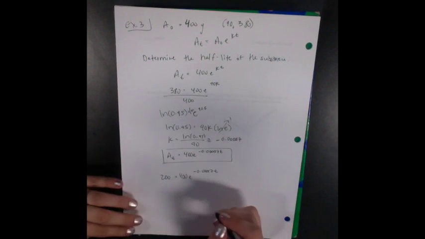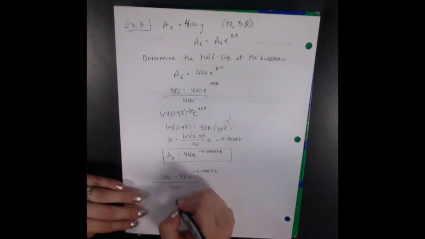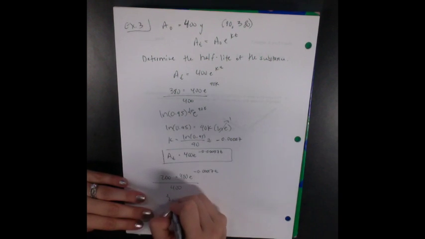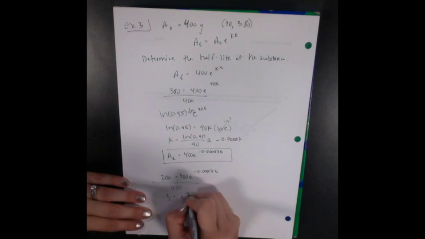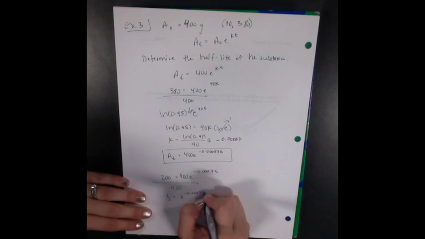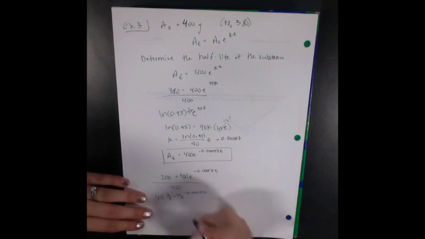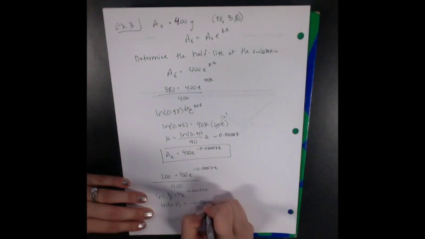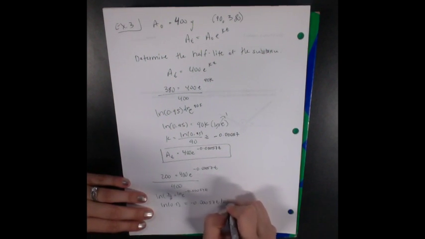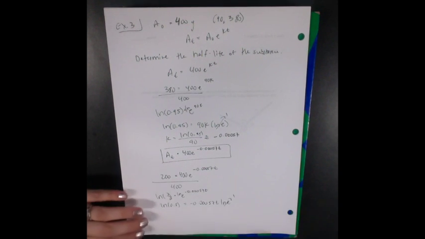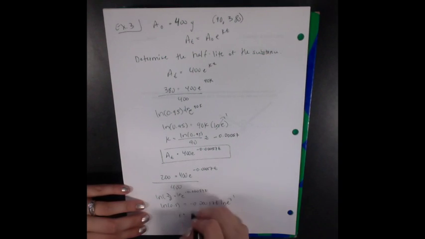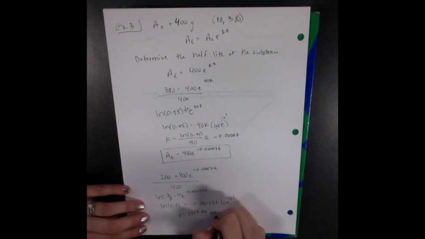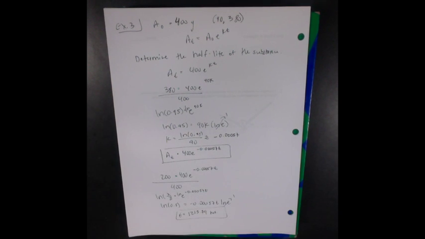So again, we solve it the regular way. I get 1/2 equals e to the negative 0.00057t. Take the natural log, so I get the natural log of 0.5 is negative 0.00057t, natural log of e, which is 1. And I solve this for t, and I get t is approximately 1,215.79 hours, and I don't forget my units.